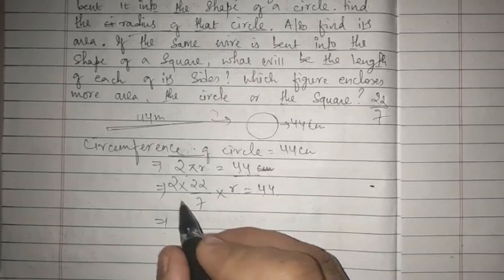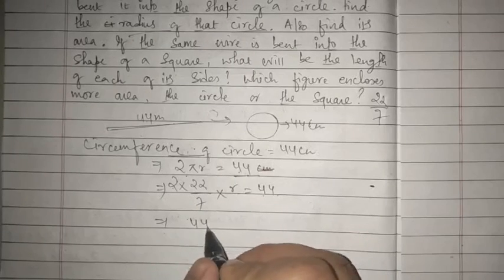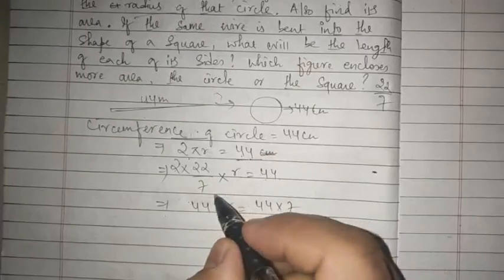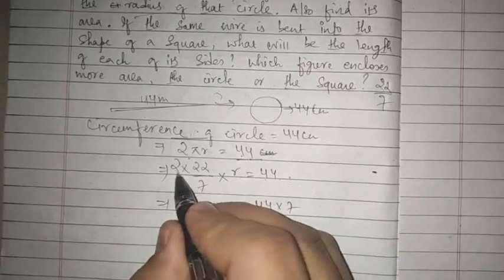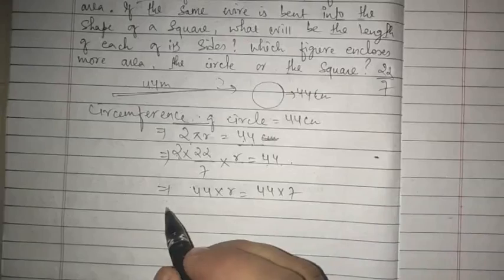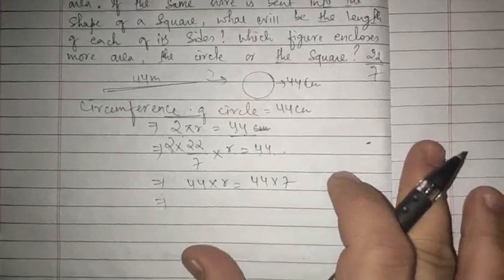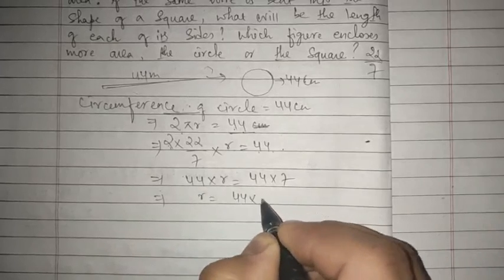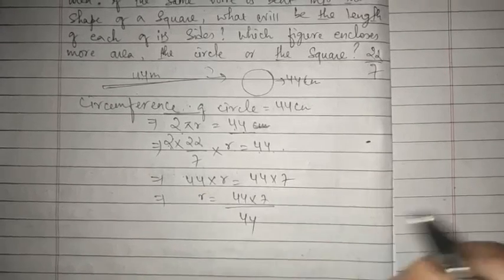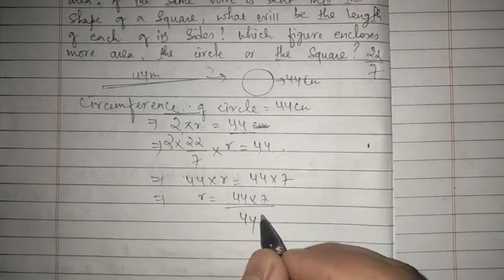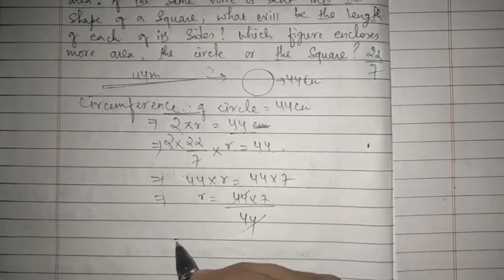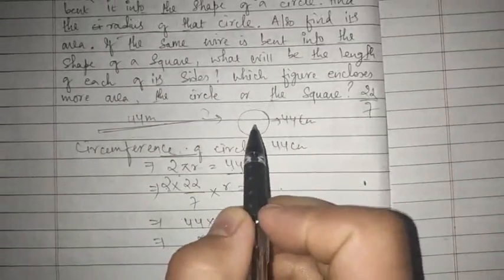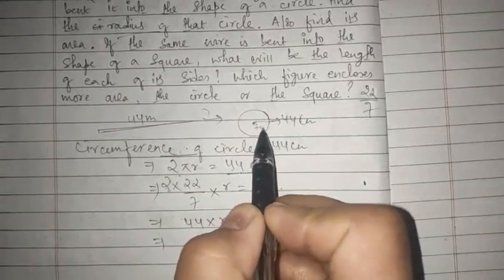Now what we will do: 2 into 22 is 44, into r, is equal to 44 into 7. Understood what I did? This 7 I brought here and I multiplied 2 into 22. This is the simplest one, right? Multiplication is what you have to clear easily. These parts are very easy. So 44 gets cancelled, and your r value is 7 centimeter. Now you got the radius. That is, the radius of the circle is 7 centimeter.